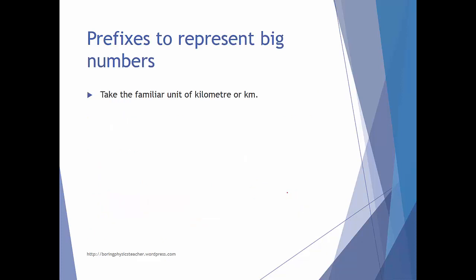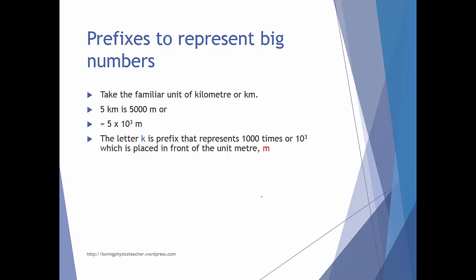So take the familiar unit of kilometer or km. 5 km is of course 5,000 meters, or 5 times 10 to the power 3 meters. The letter K is actually a prefix that represents 1,000 times, or 10 to the power 3, which is placed in front of the unit meter. So km is actually broken down into two parts, K and M. K is the prefix, M is the unit. And K is a short form for kilo.